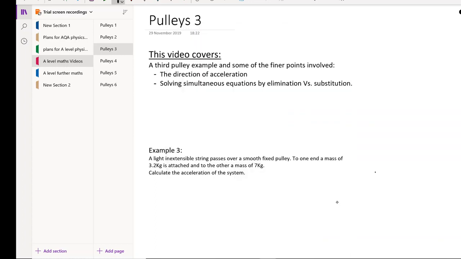This is the third video in the series of videos on pulleys. This video covers a third pulley example and discusses some of the finer points. One of those points is getting the direction of acceleration correct, or what happens when you don't get that correct, and then solving simultaneous equations by elimination versus substitution.